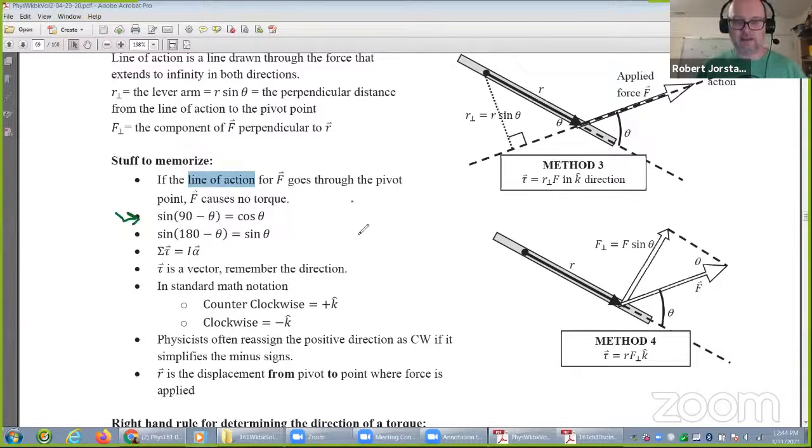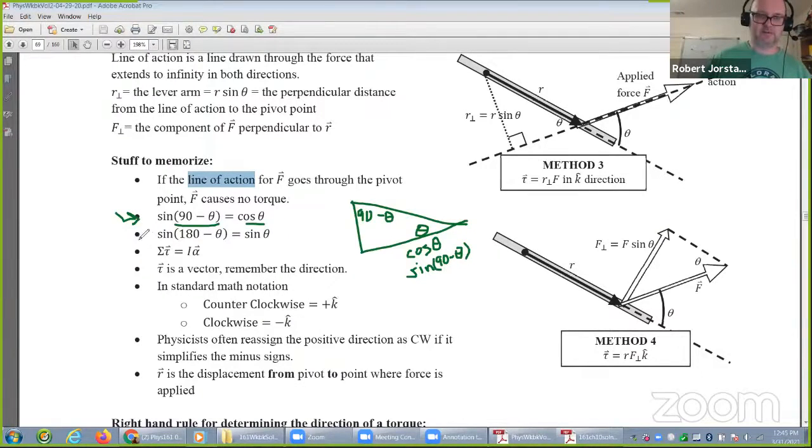Sine of 90, right? Think about a right triangle here. If this is theta and this is 90 minus theta, sine and cosine flip-flop. So if you have sine of 90 minus theta, that's the same thing as cosine of theta, right? This is cosine of theta. Well, isn't that also sine of 90 minus theta? It is. So that's where these come from. And then this one, I just did the math, just know this: sine of 180 minus theta is sine of theta, same thing.